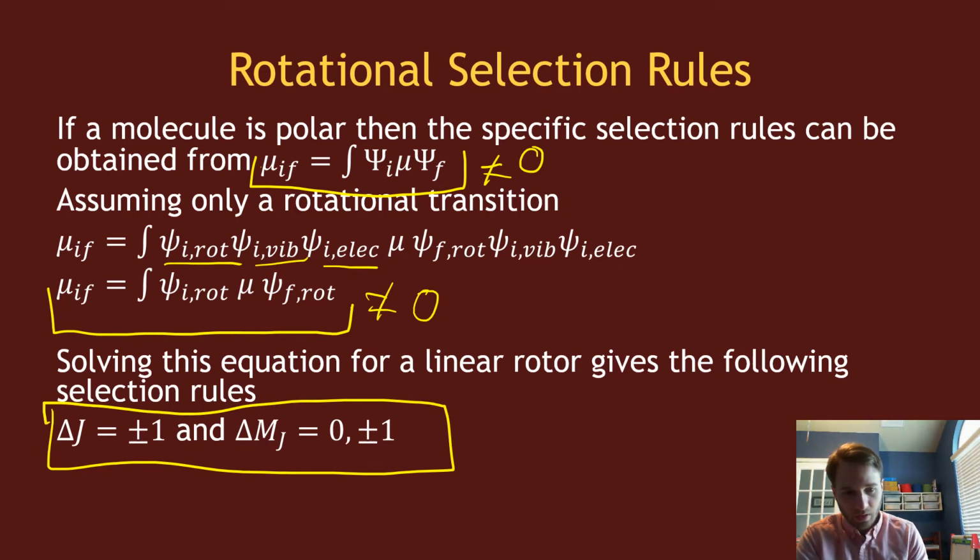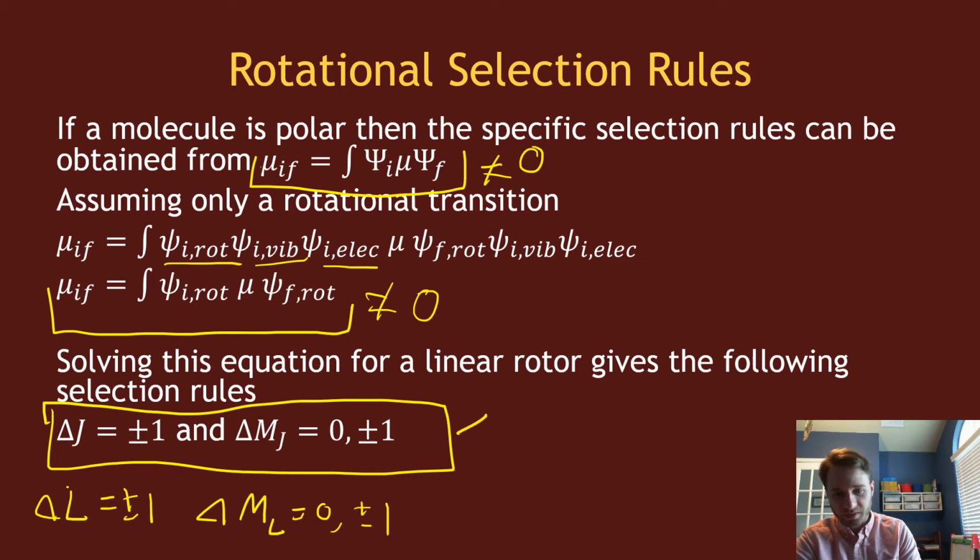If we want to think of these selection rules in terms of orbital angular momentum, you would think of this like delta L is equal to plus or minus 1, and then M sub L equal to 0 or plus or minus 1. So what this is saying is that your rotational energy state, your J value, can increase by 1 or decrease by 1 through the interaction with light, and then the M sub J value can stay the same, or again, it can at most increase or decrease by 1. So these are referred to as the specific selection rules.